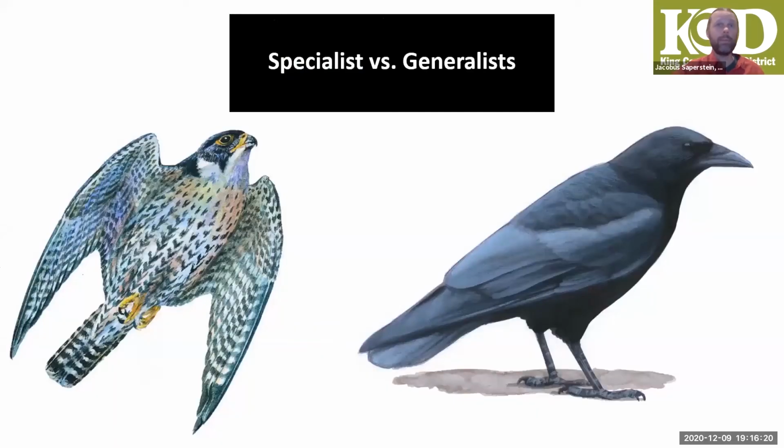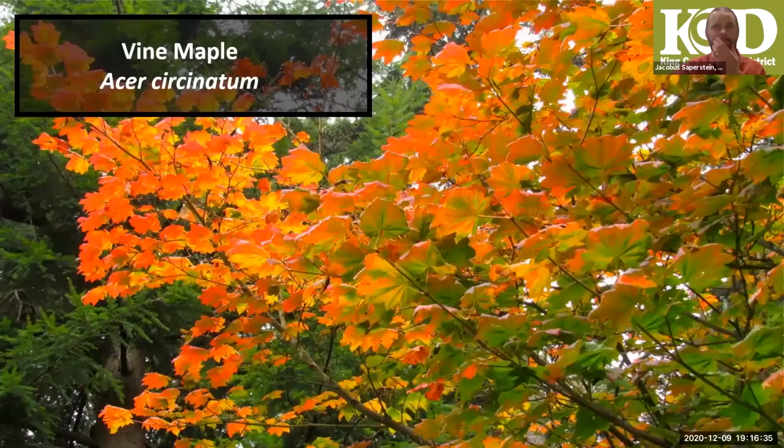Okay, so we were talking about specialists, things like a peregrine falcon that has a somewhat niche environment. Now here are a few plants that are really just generalists, middle of the road, pretty flexible plants, like vine maple, one of my favorites for the fall color, as you can see here.